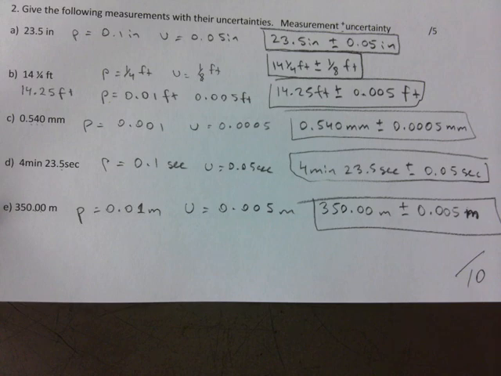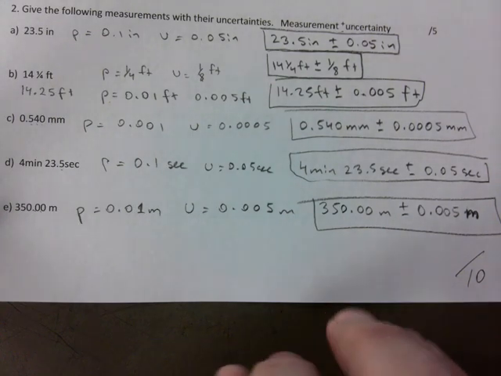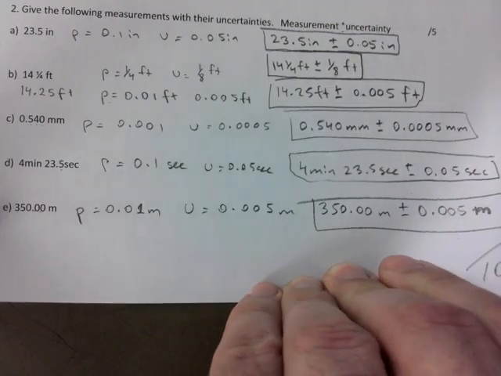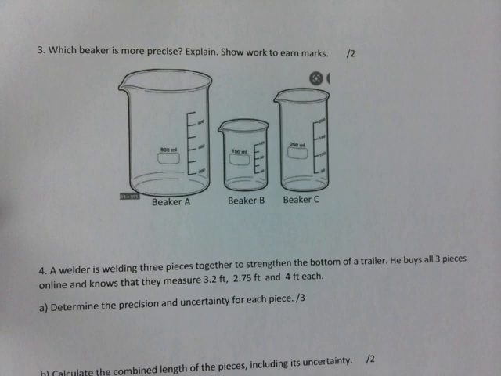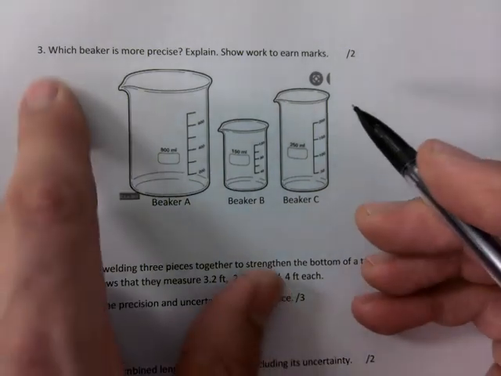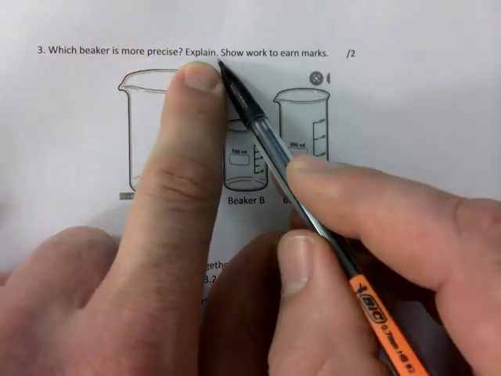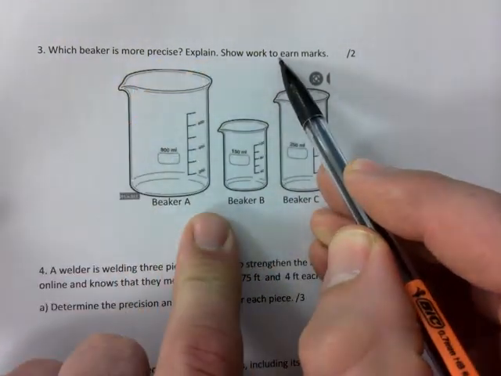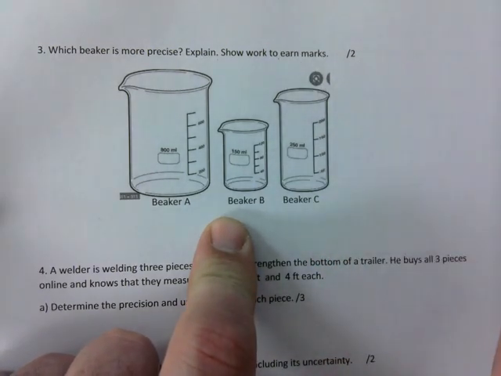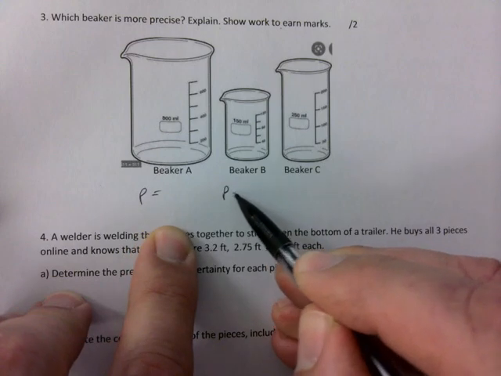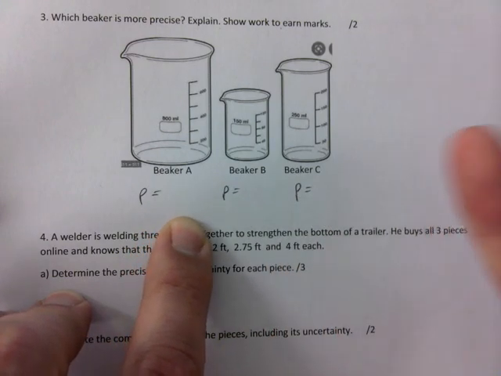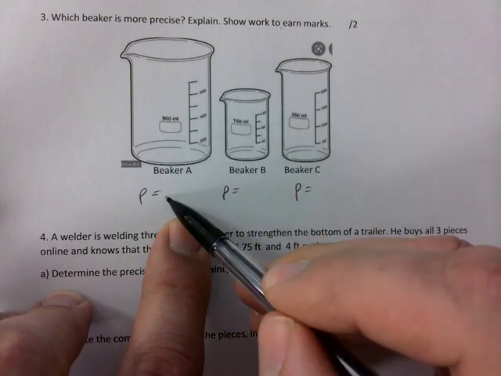So hopefully by now you have a pretty good idea of what is expected in those scenarios. And here's where the backside is where it really comes down to, do you really understand what's happening? So which beaker is more precise? Explain, show your work to earn marks. So you can't just go like, this one. So this is what I want you to do. For every single beaker, one way of showing your work is to show what your precision is.